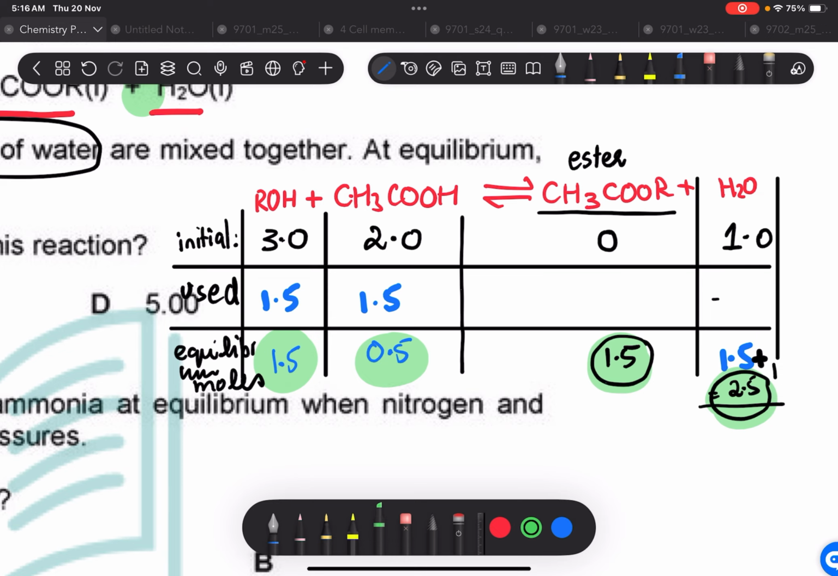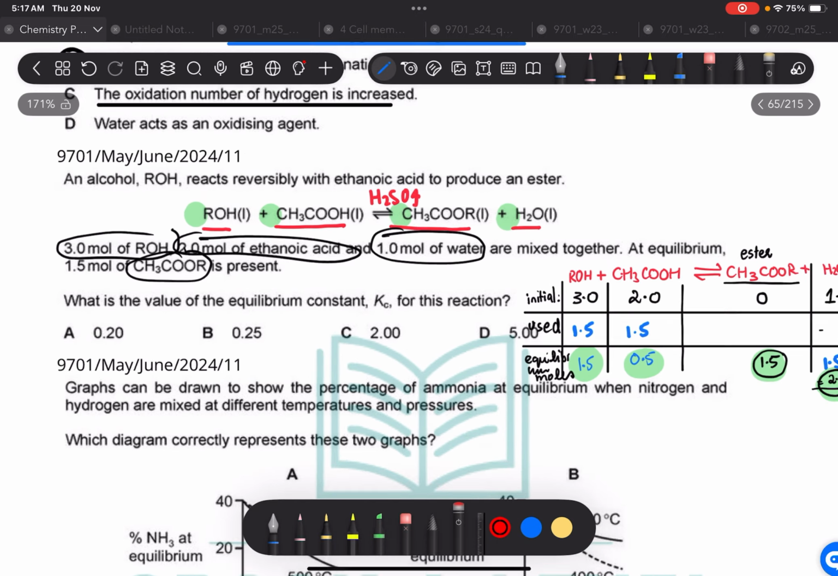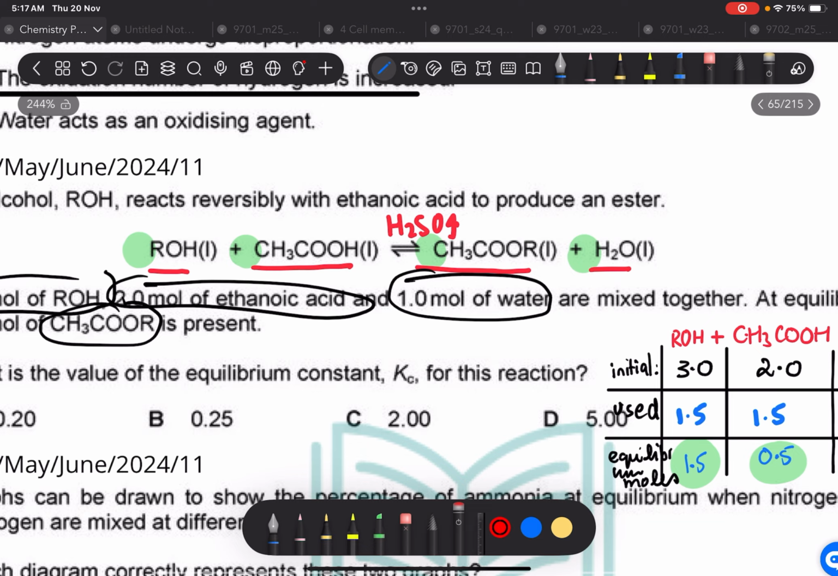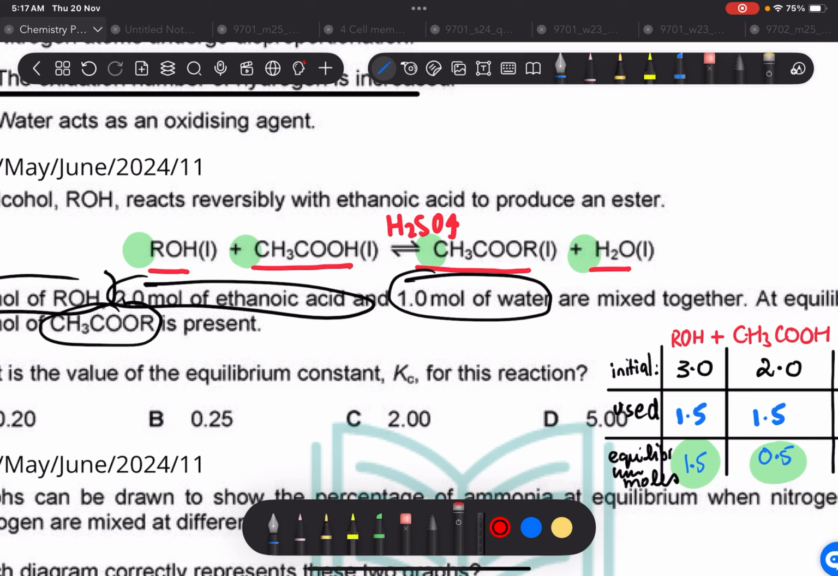The next thing I need is the concentration of all these things. For concentration, I need the volume. But I'm going to tell you one very beautiful thing about Kc expressions or Kp expressions. When you have an equal number of moles on the product side and on the reactant side, you don't need the volume. You know why you don't need the volume? Because in a Kc expression, the volume is going to cancel out eventually.